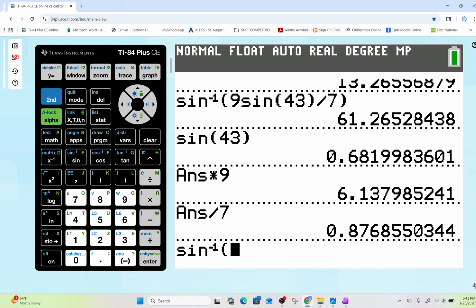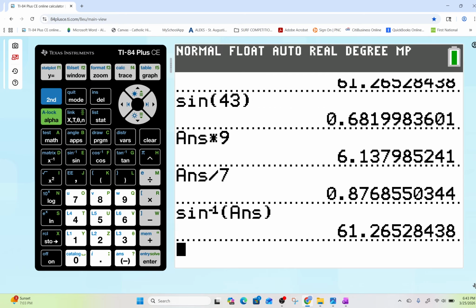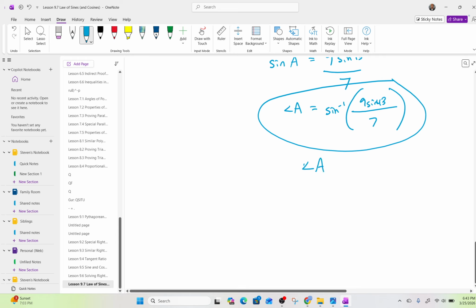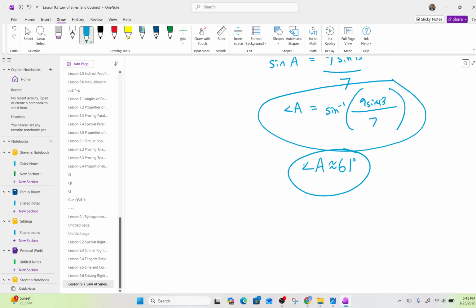Next to the enter key, if I go second to the negative right here, you guys are going to see that it's going to be answer, okay, ANS. So the bottom right corner, so second answer, and it grabbed that previous answer here, that 0.8764, and put it into there, and if I hit enter, that gives me the same thing, 61.26, right? So this is going to be, to the nearest degree, angle A, which is about equal to 61 degrees, okay?